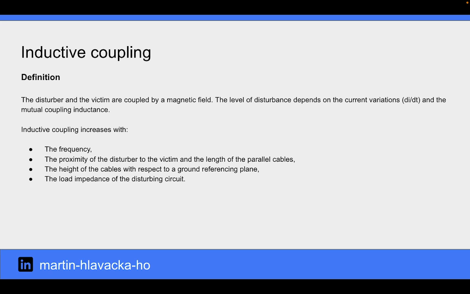Inductive coupling is when the disturber and the victim are coupled by a magnetic field. The level of disturbance depends on the current variations and the mutual coupling inductance. Inductive coupling increases with the frequency, the proximity of the disturber to the victim and the length of the parallel cables, the height of the cables from a ground referencing plane, and the load impedance of the disturbing circuit.